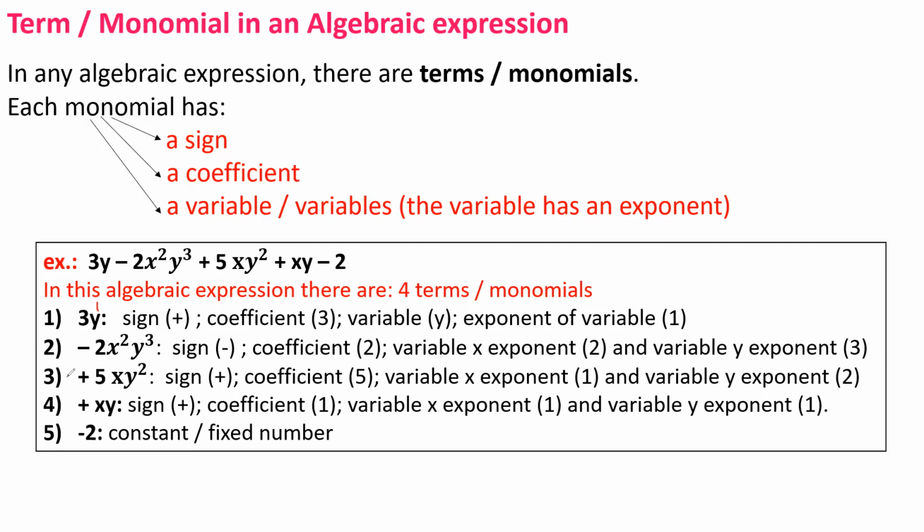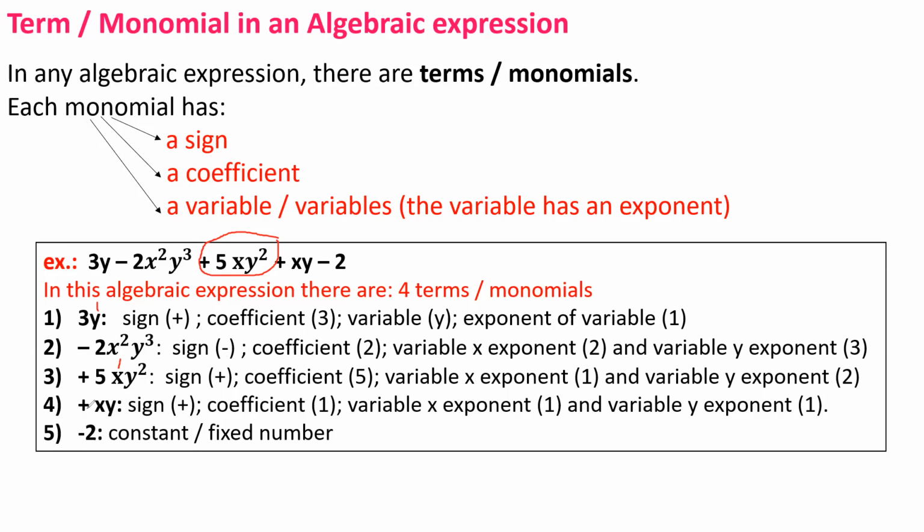The third monomial, plus 5xy squared. So I have taken all the monomial with its sign, plus 5xy squared. So the sign is plus, the coefficient is 5, the variable x with exponent 1. As I said, any variable without an exponent, it would be 1. The second variable is y of exponent 2.